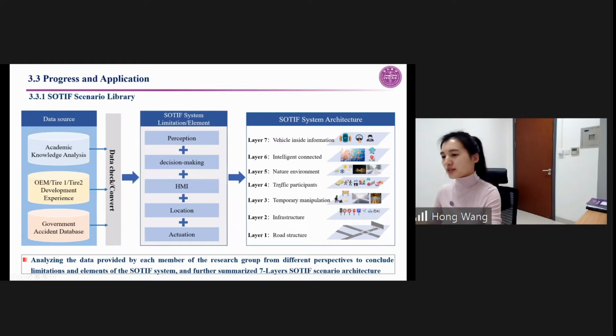There are 7 layers. The first layer is the road structure. The second layer is infrastructure. The third one is temporary manipulation. The fourth one is traffic participants. The fifth one is the natural environment. The sixth one is intelligent connection or communication. The seventh layer is vehicle inside information. So this is the SOTIF scenario architecture based on the analysis of the data source and SOTIF limitation.